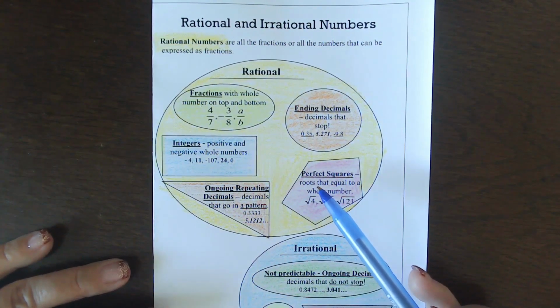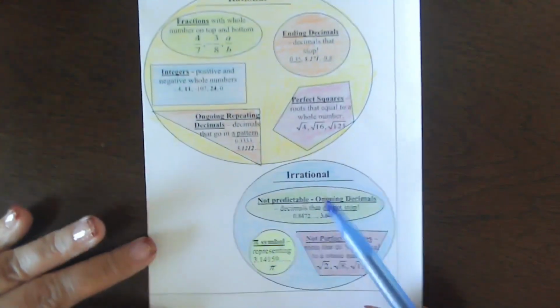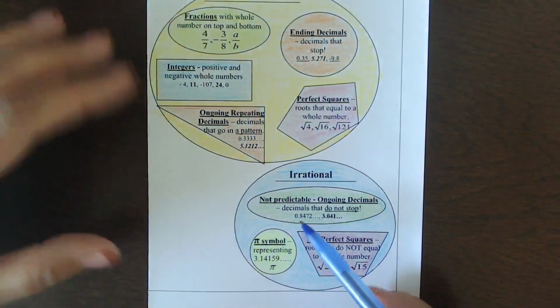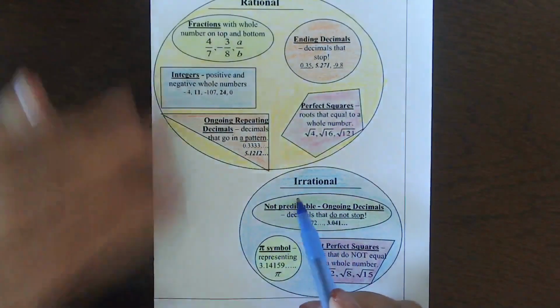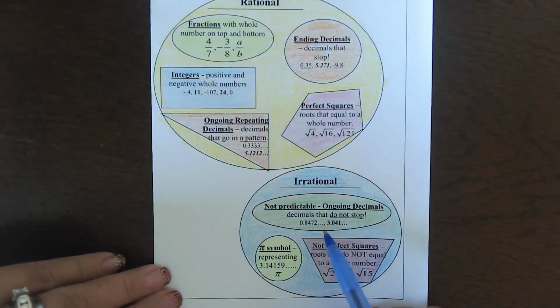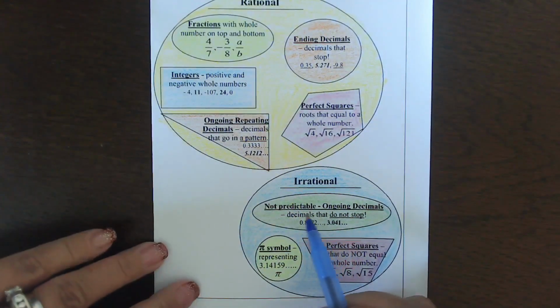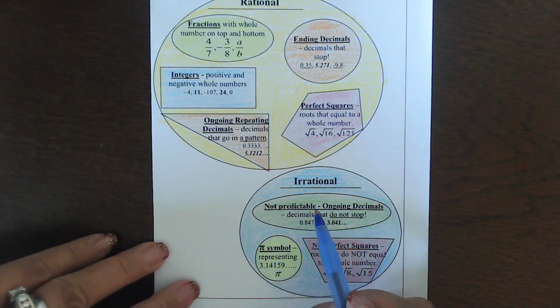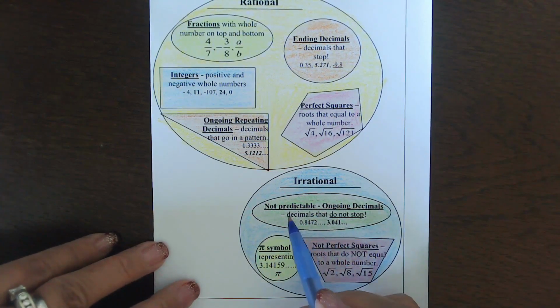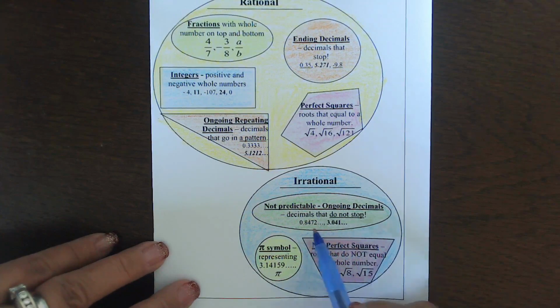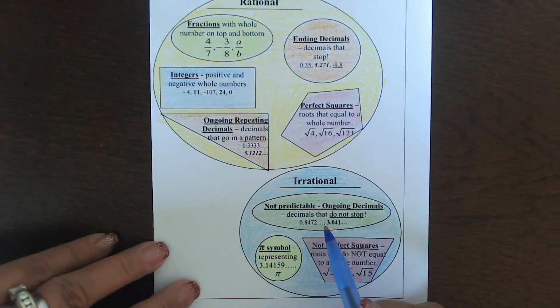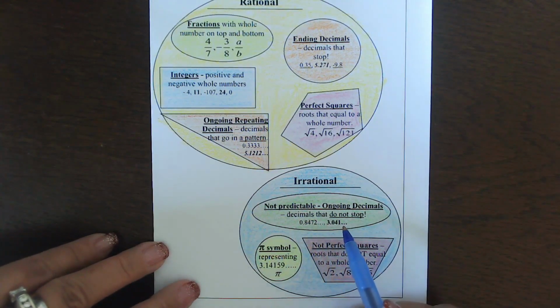Well, for everything rational, we have to have something irrational. So what about numbers that are irrational? Well, those are like the crazy numbers, not predictable, ongoing decimals, decimals that do not stop, and there is no repetition. Crazy, irrational.